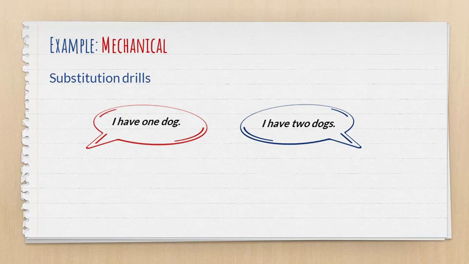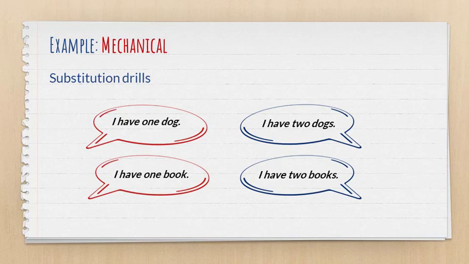The teacher will say, I have one book, I have two books. Meaning doesn't matter. The students are not required to understand what the teacher is saying. And what they are saying doesn't matter either. The only thing that matters is to practice forming the plural.